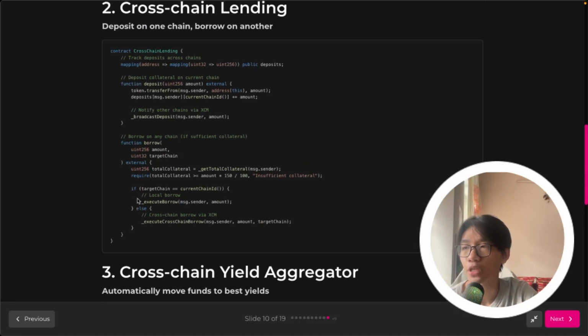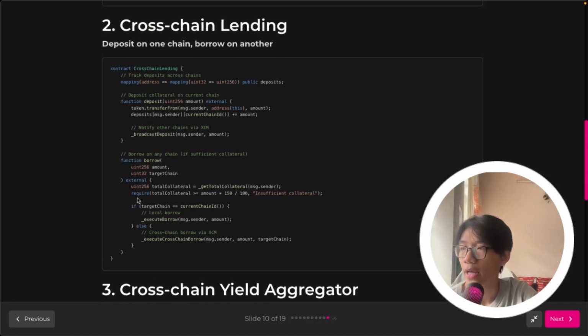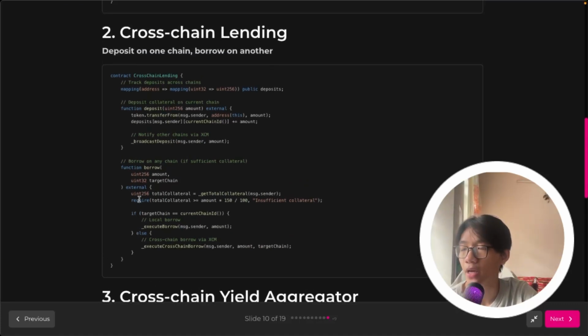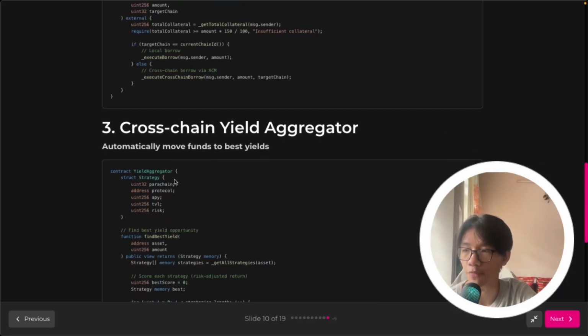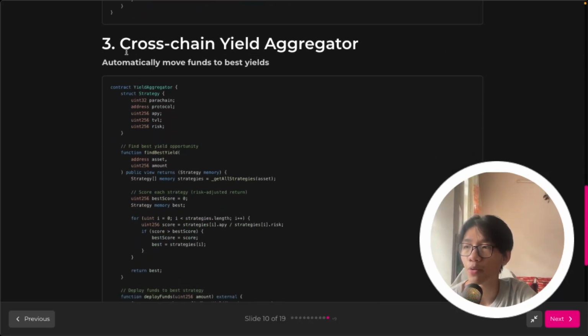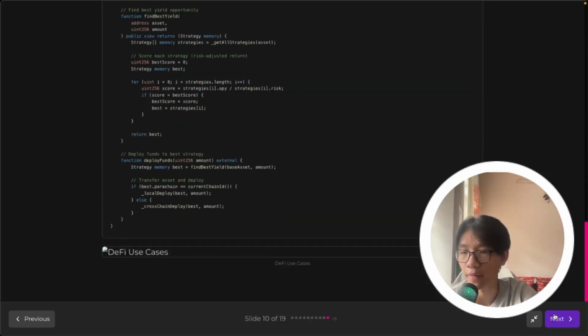Second, cross-chain lending: deposit on one chain, borrow on another. With cross-chain lending, you can deposit on chain A to borrow a token on chain B, and that's how you do cross-chain DeFi in a better way. Third, a cross-chain yield aggregator automatically moves funds to the best yield across all the chains instead of sticking to only one chain.